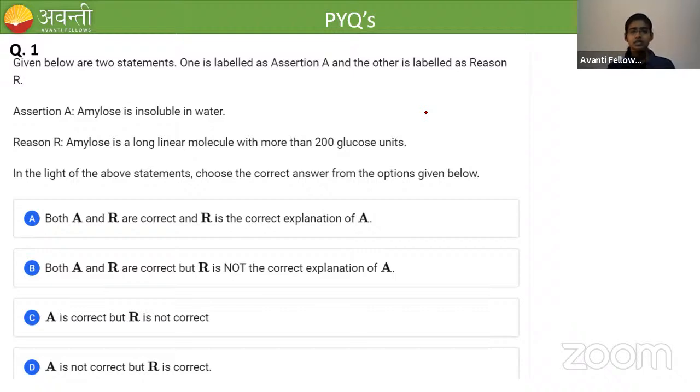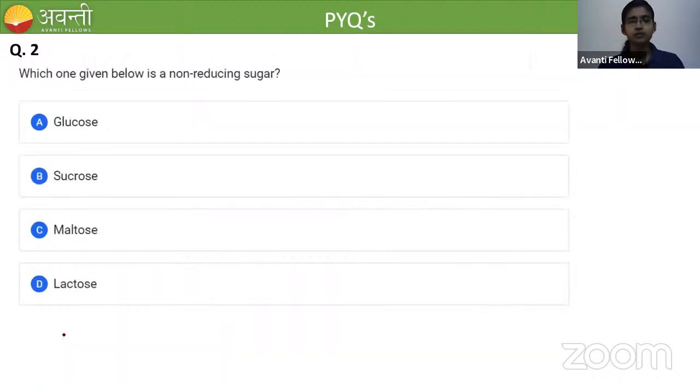So let me discuss the answer with you. Amylose is insoluble in water. So actually it is wrong, right? Amylose is soluble in water. And amylose is a linear chain molecule with more than 200 glucose units. That is correct. It has more than 200 glucose units, but it is soluble in water. So what is the answer for this question? A is not correct, but R is correct. So option D is the answer for this question.